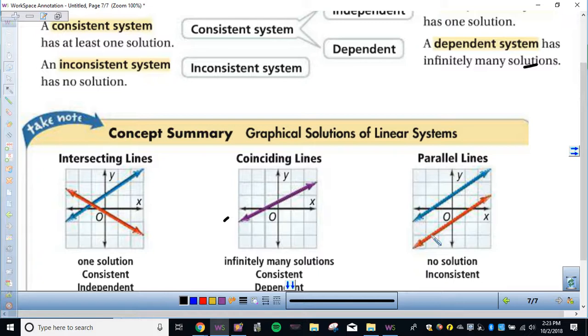Okay, so no solution, inconsistent. So parallel lines, inconsistent, no solution. Same line, infinitely many, consistent, dependent. Crossing, one solution, consistent, independent.